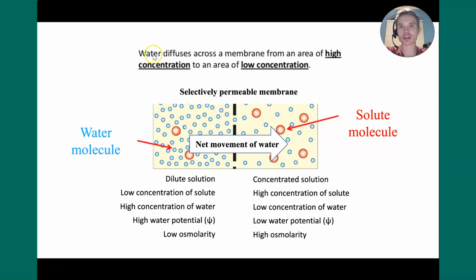Remember first and foremost that water always diffuses from a high concentration to a low concentration, from a dilute solution to a concentrated solution, because the solute is going to pull it that direction. It always goes from a high water potential to a low water potential, or from a low osmolarity to a high osmolarity. There are lots of ways of describing the movement of water, but it always goes from a high water potential to a low water potential.